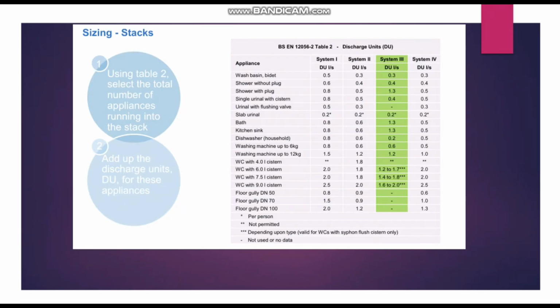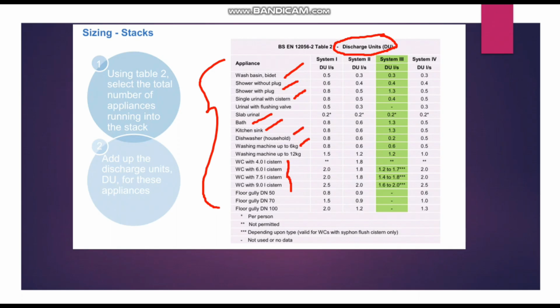So when it goes to pipe sizing, we need to have the drainage fixture unit. This is one of the key terms used in drainage and water supply piping. In the water supply piping, it is the water supply fixture unit. In the drainage, it is the drainage fixture unit. So in the drainage fixture unit, I have given here some sanitary fixtures like wash basin, bidet, shower, then urinal, then bath, kitchen sink, dishwasher, washing machine, water closets, floor gully, this type of arrangements. Let's say we have this.